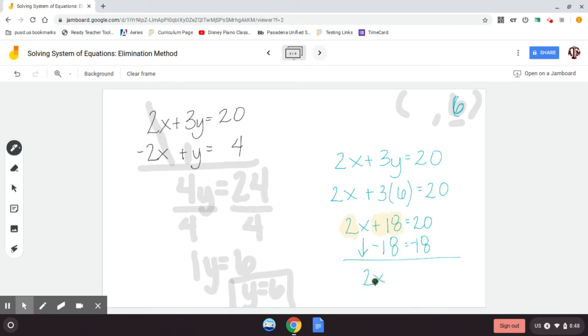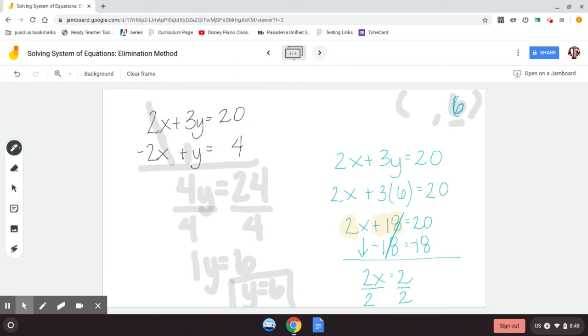So the 2x comes down. 18 minus 18 cancels out. Good. That's what we wanted to happen. And 20 minus 18 is 2. Okay. So 2 and x are being multiplied. So to get rid of the 2, I divide because division is the opposite of multiplication. But if I do it to one side, I have to do it to the other.